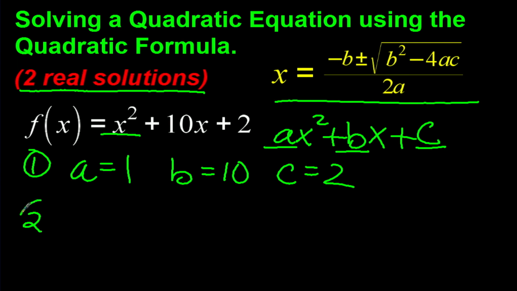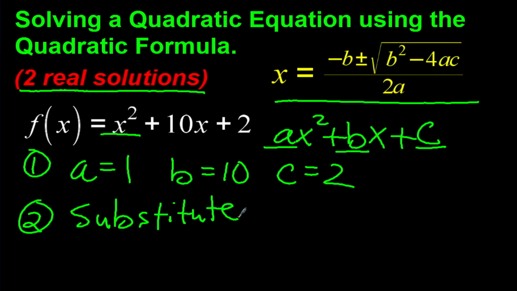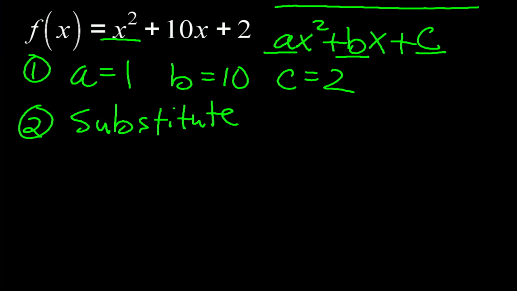The second step is we have to substitute into the equation. We're going to take a, b, and c, and substitute those right back into the quadratic formula. So the formula is x equals negative, in this case b is 10, so we substitute in 10 for b, plus or minus. We have plus or minus because we're going to have two solutions. A quadratic equation always has two solutions.